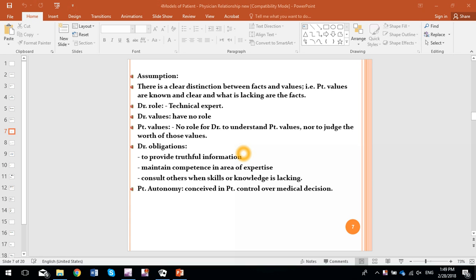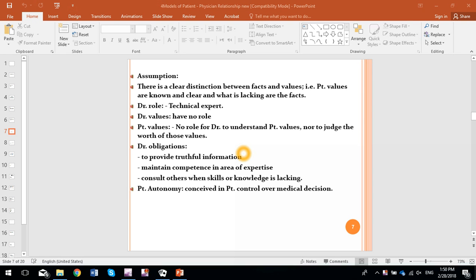What is the role of patient values? No role for the physician to understand patient values. He doesn't seek to understand why the patient needs to do so and so. The assumption is that the patient has his own values, and based on these values, he opted to select this line of treatment, and the physician has no right or role to try to understand what the patient values are that led him to select this intervention strategy, nor to judge the worth of these values. Even if he knows these patient values, he has no role in judging the worth. Is it a worthless value or a worthy value? He has no role in even identifying the worthiness of these values.